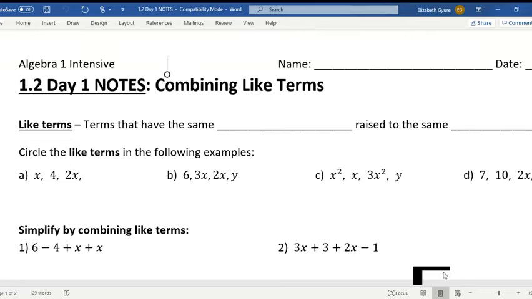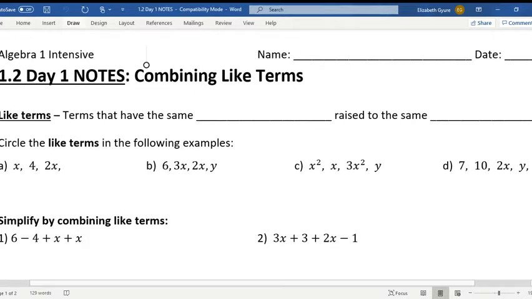The same variable, the same variable raised to the same power or exponent, right? So if one has a little 2, the other one has a little 2.